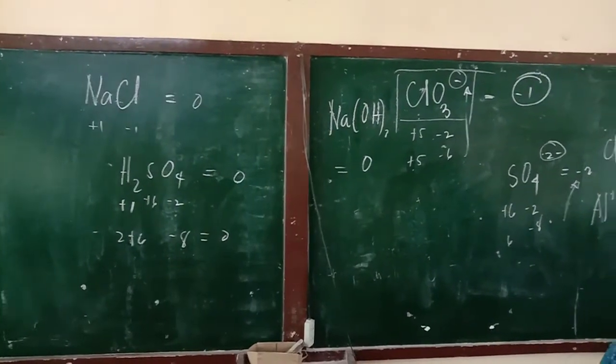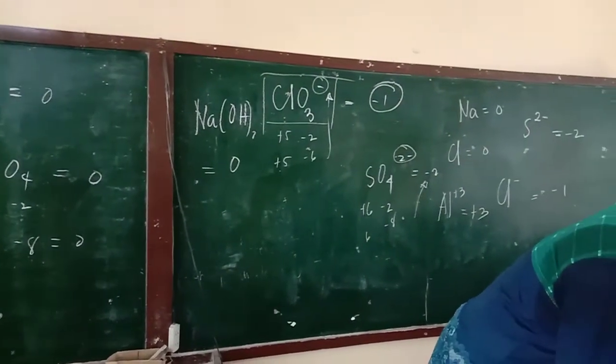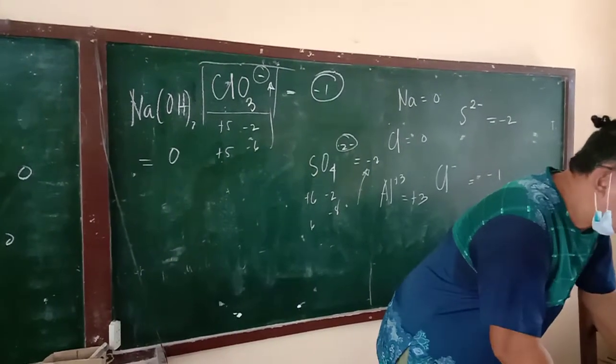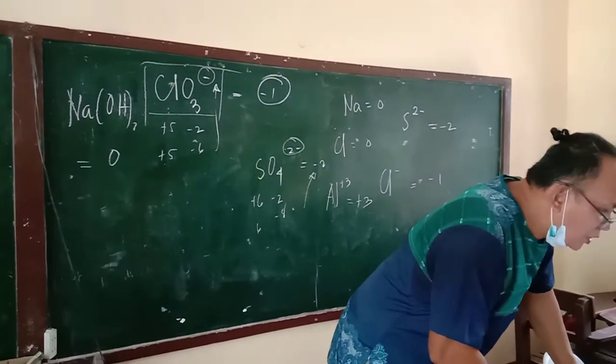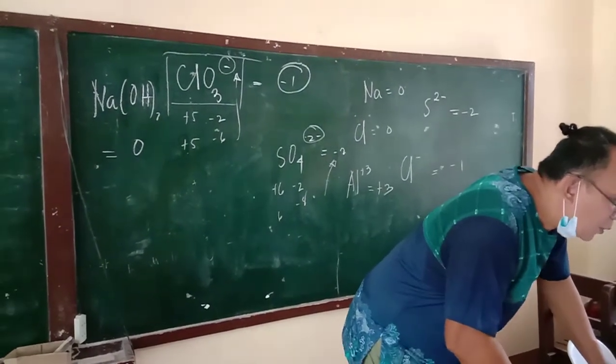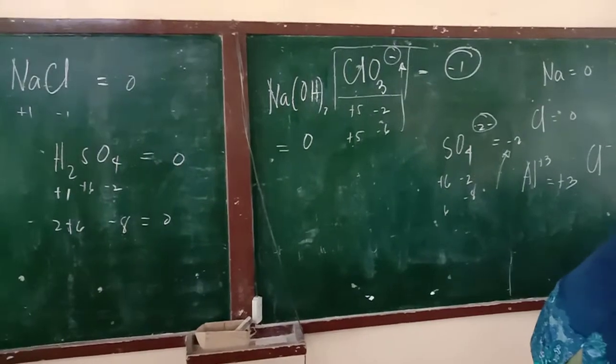So these are the following examples. Watch closely. Determine the oxidation number of potassium chromate. Chromate, that is CrO4.